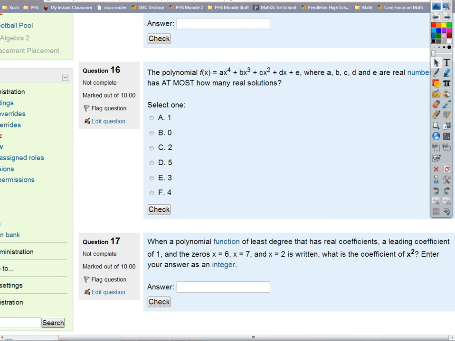Okay, last two, very quick. This polynomial, f of x equals ax to the fourth plus, who cares, has at most how many real solutions? 4, right? Because the degree of the polynomial is 4. So that's how many total solutions it has. They could all be real, or I might have some imaginary ones, but at most, I would have 4. Okay?